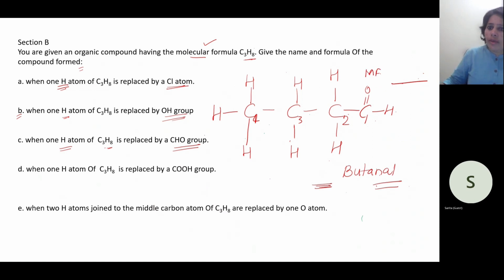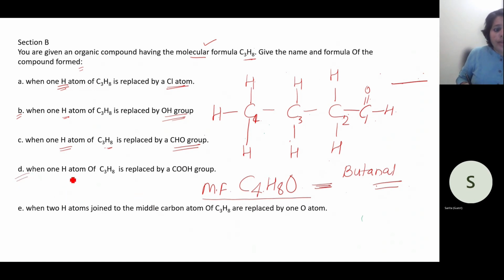What is the molecular formula for this compound? So for the molecular formula, now count 1, 2, 3, 4. C4. Hydrogen count 1, 2, 3, 4, 5, 6, 7, 8. 8 hydrogen and oxygen 1. So the molecular formula for this compound is C4H8O.